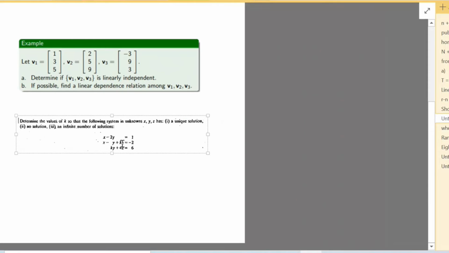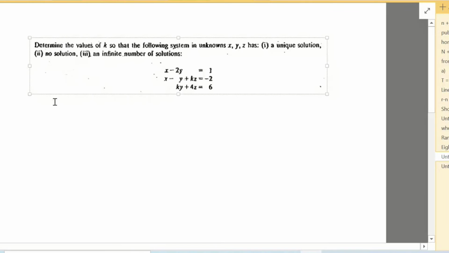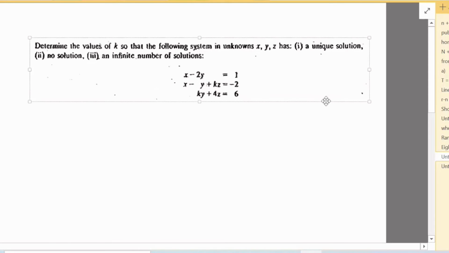Okay, this one. Determine the values of k so that the following system has a unique solution, no solution, and infinite number of solutions. So try to do it by yourself. I will give you 5 minutes, 5 or 10 minutes. Can you do that? If you are having any doubts, you can ask me.